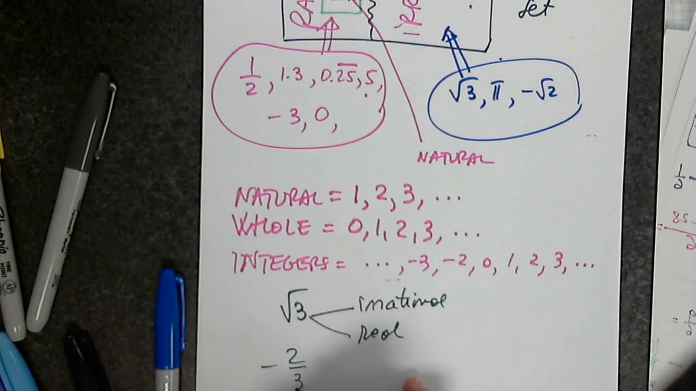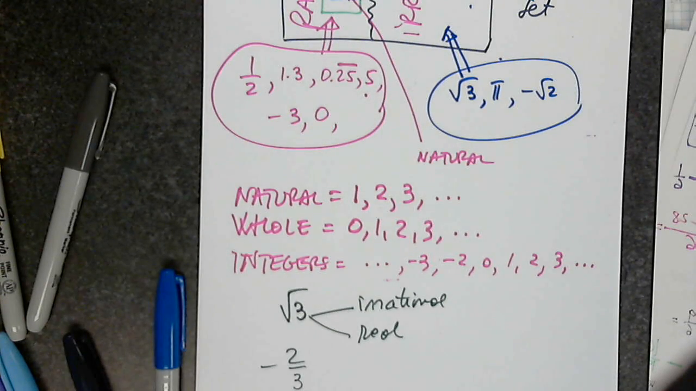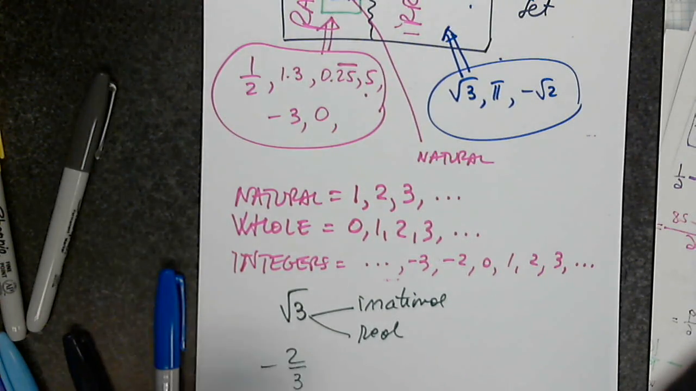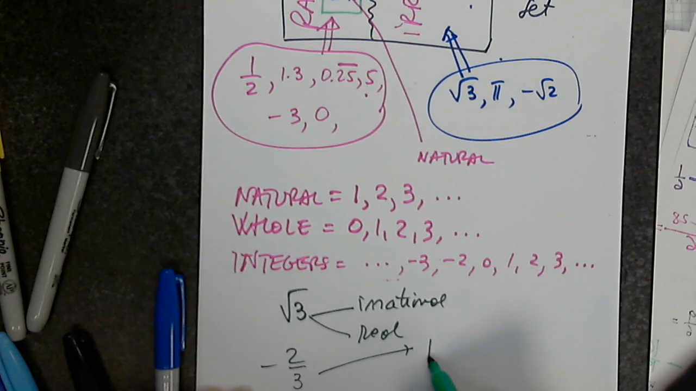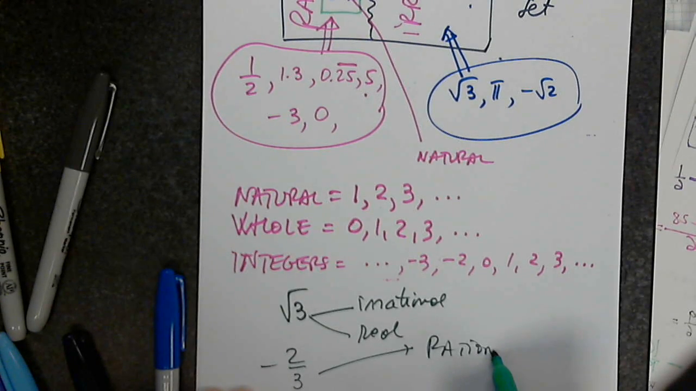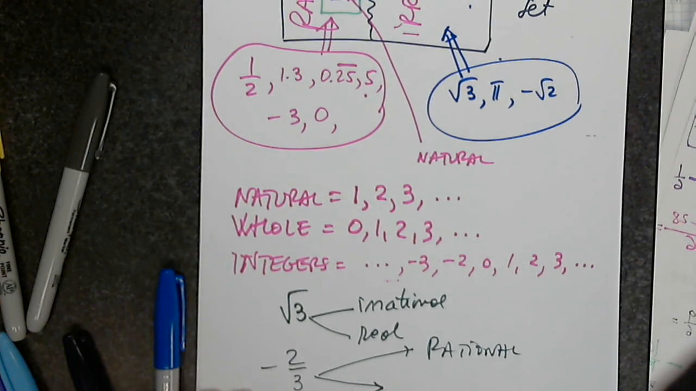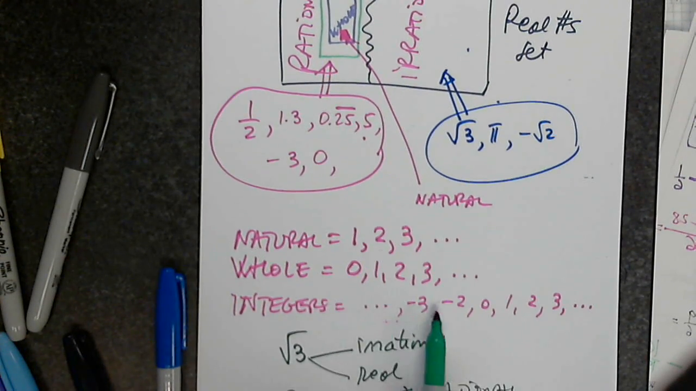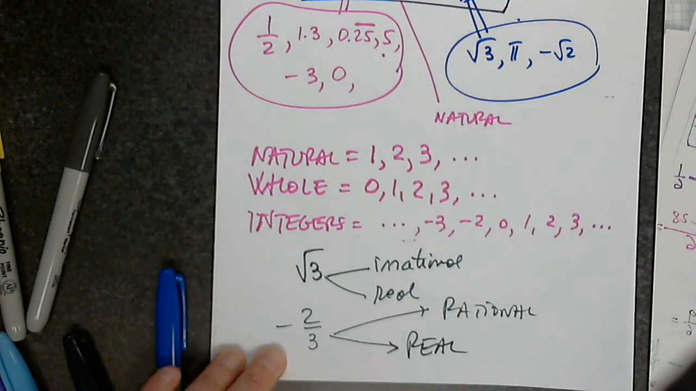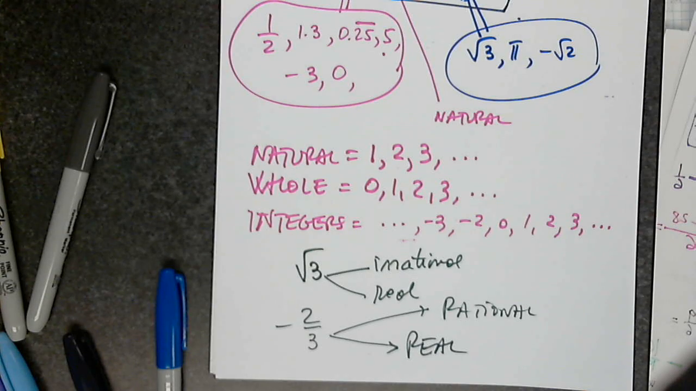Negative 2/3. What type of number is negative 2/3? That's the first one. What else? Integer? It's not an integer. Look here. It's real. Yes. It's a rational number and it's a real number. Awesome. What about 0?